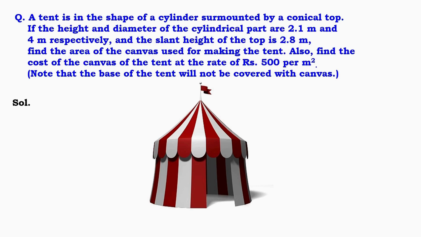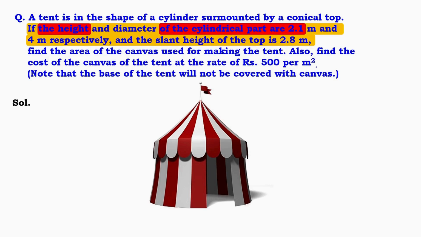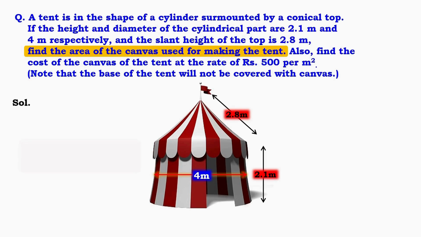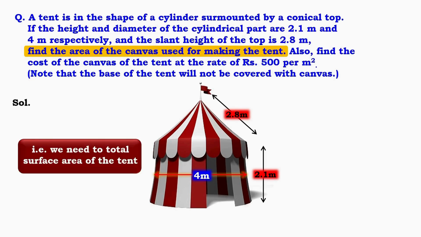The height and the diameter of the cylinder part are given, so that is 2.1 meter and 4 meter respectively, and also the slant height of the top, that is the conical part, is given. So 2.1 is the height of the cylinder part and the diameter is 4 meter. Also the top part slant height is given, that is L is 2.8 meter. Find the area of the canvas. So we need to find the total area of the tent.